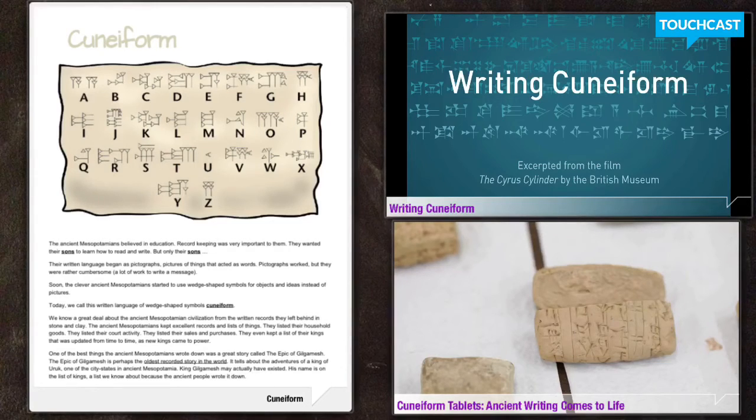Now, one of the best things about Mesopotamia is that they wrote down a story called the Epic of Gilgamesh. There you see his name. And we're going to look at that epic, or that poem, that story about Gilgamesh closer later on. But that is a very cool and fascinating story that was written in ancient Mesopotamia.